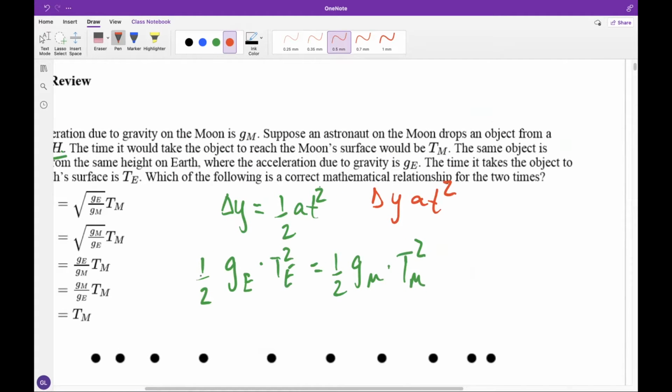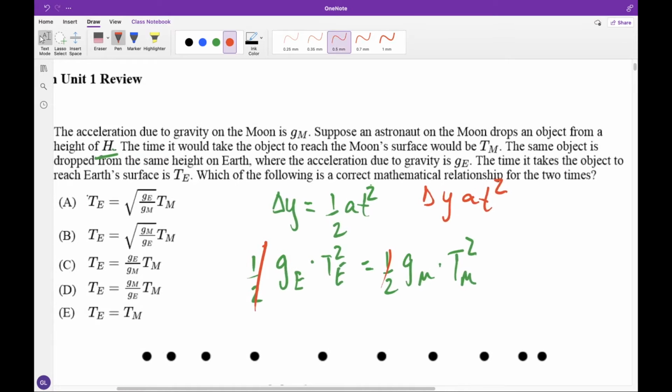Okay, so the halves cancel because they're constants. And so we're going to try to solve for the time it takes it to fall on Earth, because all our answer choices are like that. So at the end of the day, the time it takes it to fall on Earth is going to be given by the square root of g_M over g_Earth times t squared.